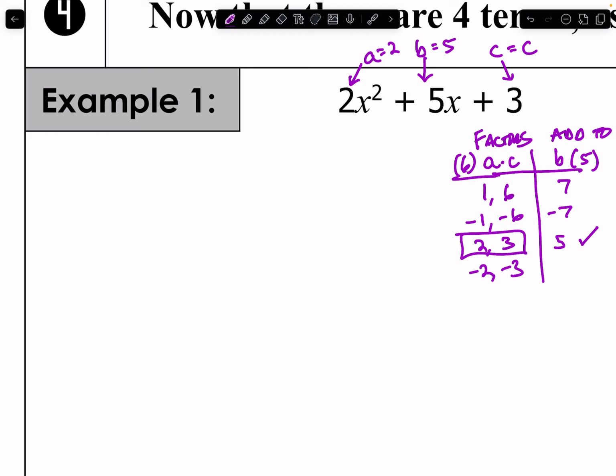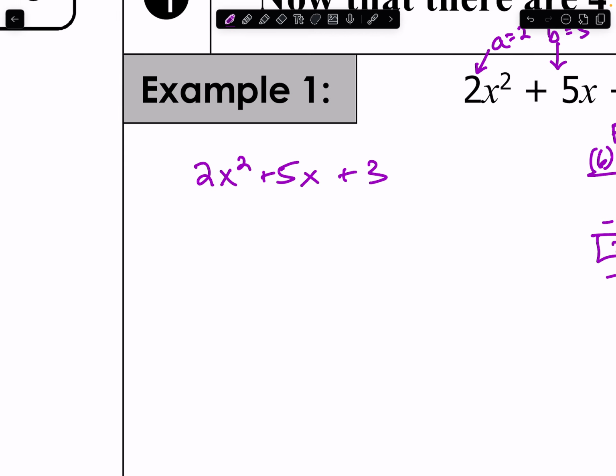We're going to do something called split the middle term. So right now, there are 3 terms. It's a trinomial. The middle term is the linear term. Remember we called that linear because it's x to the first power? We're going to split that linear term. So that means we're going to keep the 2x squared. We're going to split the linear term into two different linear terms, and we're going to keep the constant.